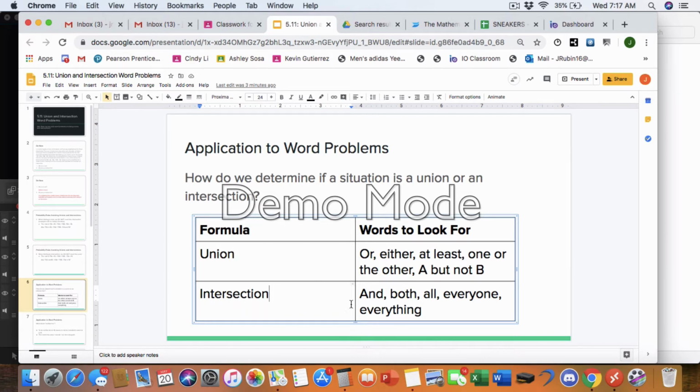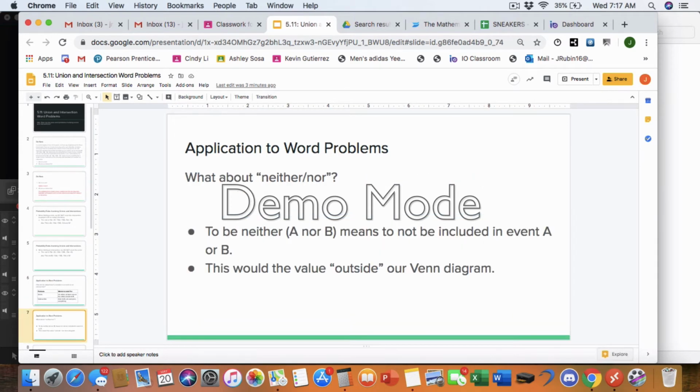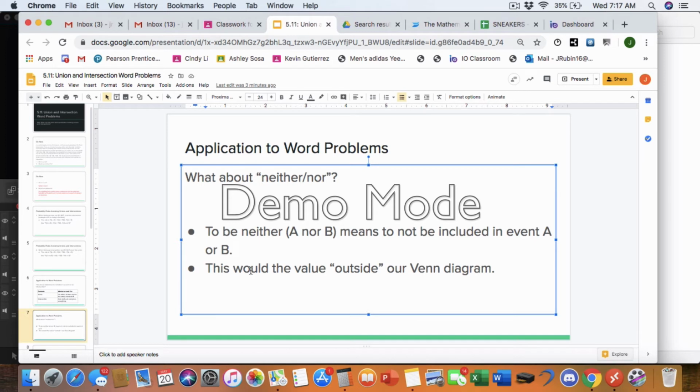If you're going to use an intersection, look for words like and, both, all, everyone, everything. In other words, including all the possible scenarios. That's what you're going to look for in an intersection. Now the big question, what about neither or nor? To be neither or nor means to be not included in event A or B. And those of you that use the Venn diagram, you're going to think about that value as outside the Venn diagram.